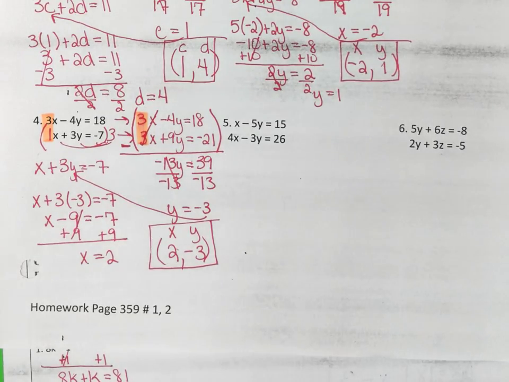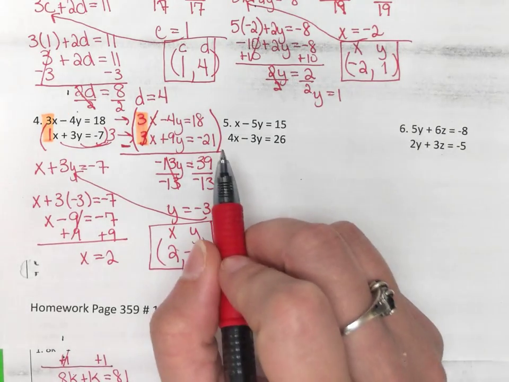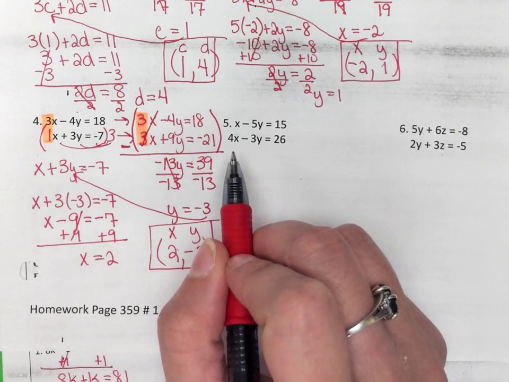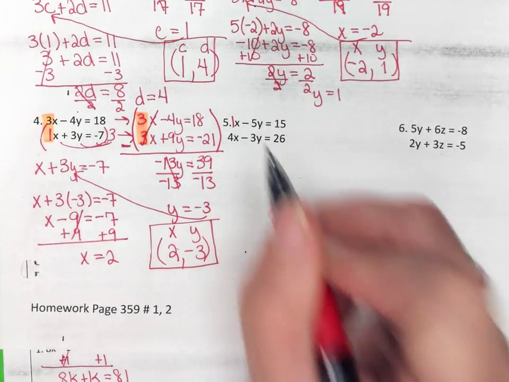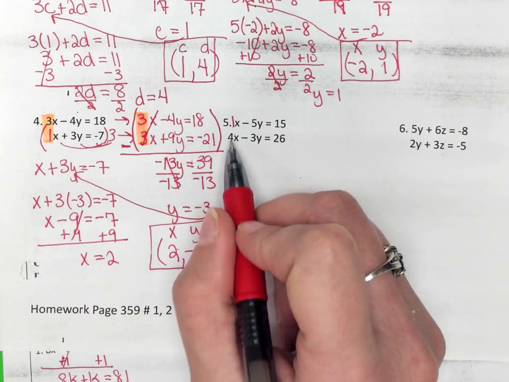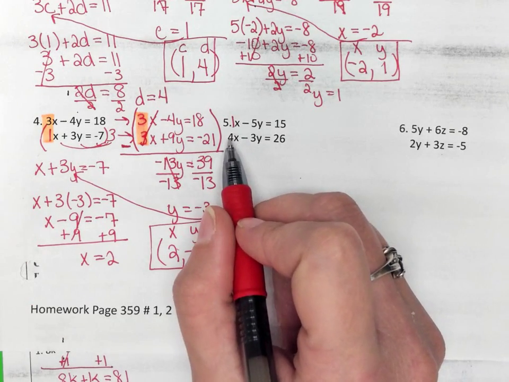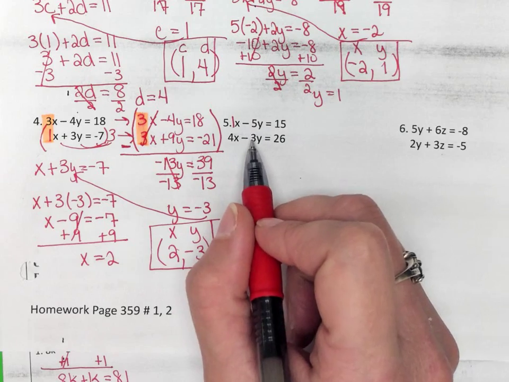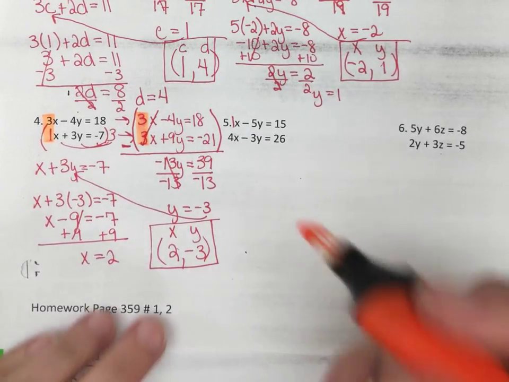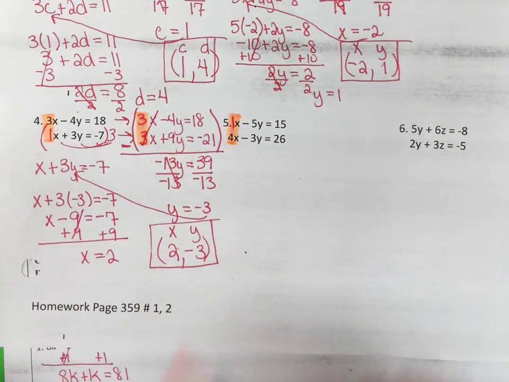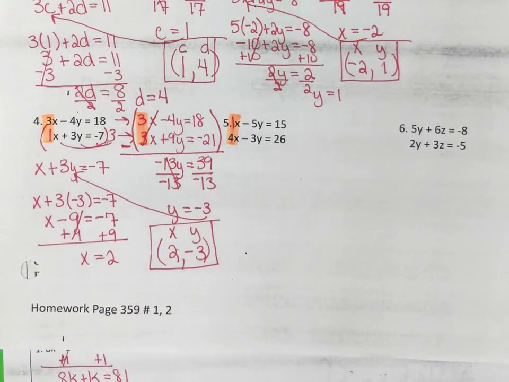Alright, let's look at number 5. Remember, if I'm going too fast, you can always pause this video. So you've got the x's. There's a 1 right here. X's are not the same because you got 1 and 4. Y's are not the same because you've got negative 5 and negative 3. So the easiest one to get to be the same would be your x's.